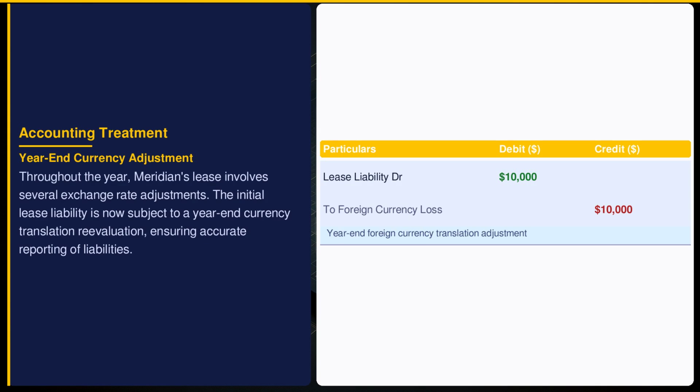At year-end, a $10,000 loss from currency translation is recorded, reflecting the impact of adverse exchange rate changes on the lease liability. ASC 830 mandates this adjustment for precise balance sheet representation. This entry underscores the volatility foreign transactions introduce, emphasizing the need for careful currency management and accurate financial statement portrayal.